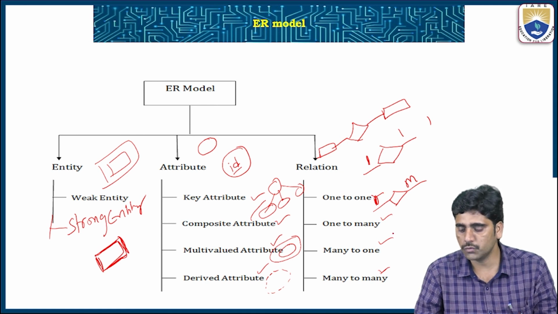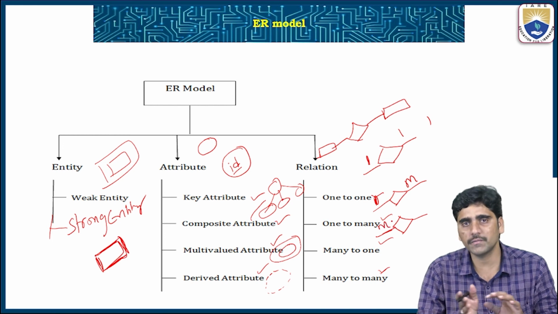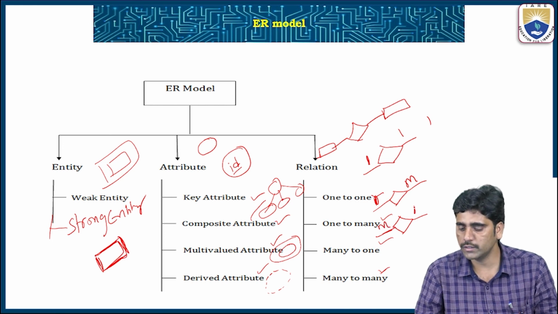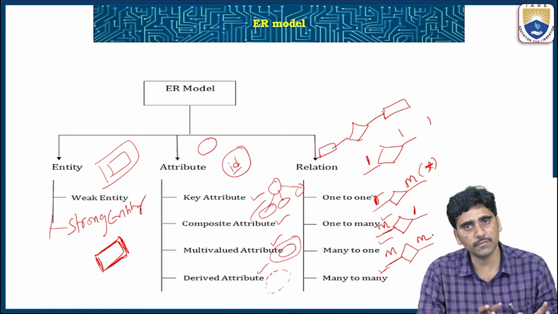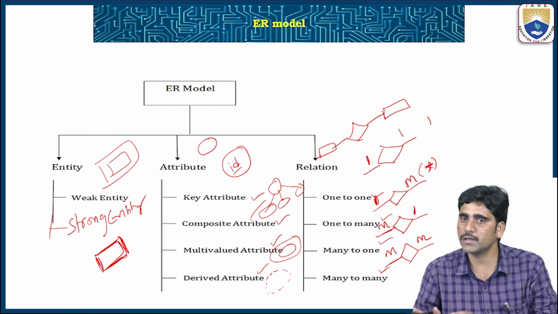Similarly, many to one is many instances from the left side and only one instance from the right side. You can also indicate many with a star. And many to many is many instances from the left side as well as many instances from the right side.